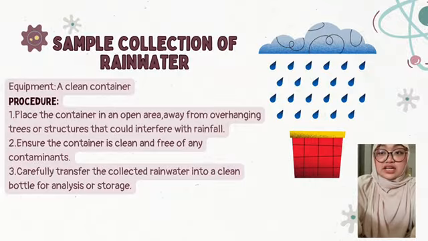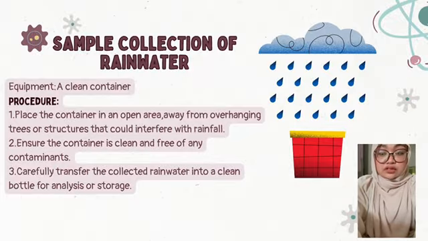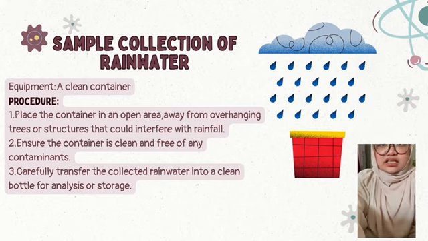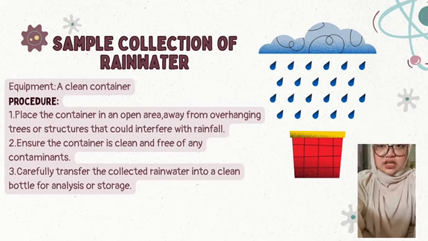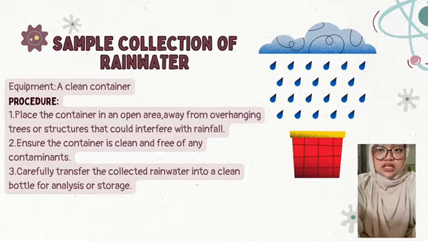The first procedure is to place the container in an open area away from overhanging trees or structures that could interfere with rainfall. Second, ensure the container is clean and free of any contaminants. Third, carefully transfer the collected rainwater into a clean bottle for analysis or storage.